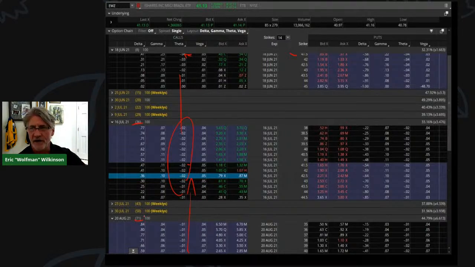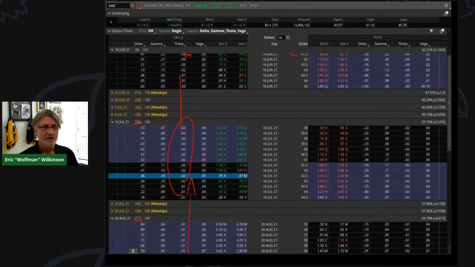Okay. So obviously you want that theta to be ramping up when you implement this strategy. You don't want to be sitting there just watching it kind of not do anything. I mean, that's the worst case scenario, right? You want volatility coming out and you want that theta just working. That way, if EWZ stays here at 41.13 for the foreseeable future, I still make money.